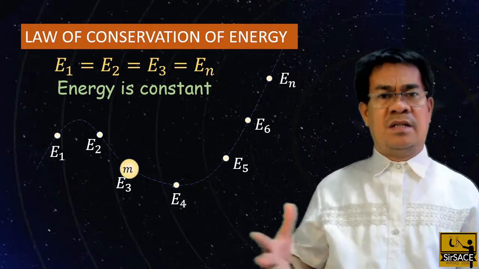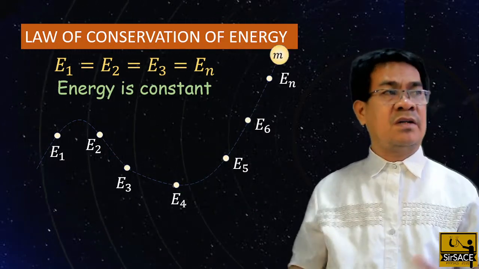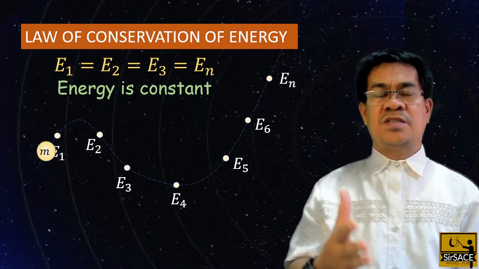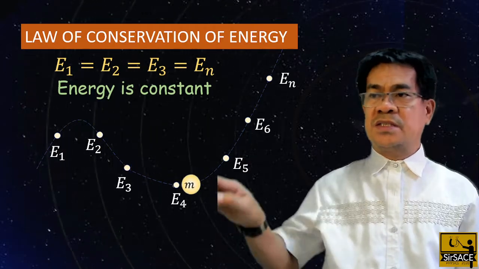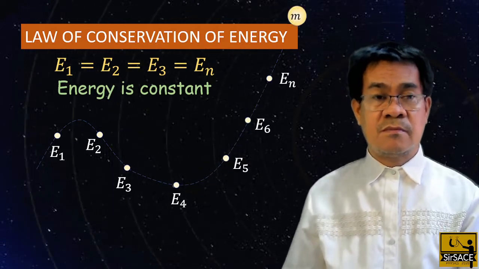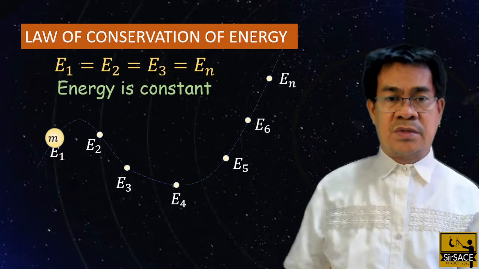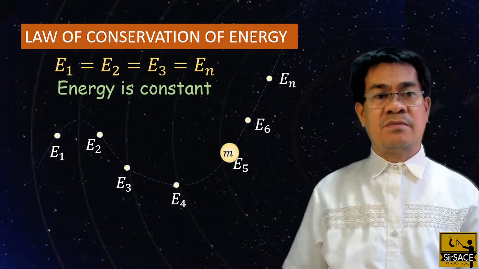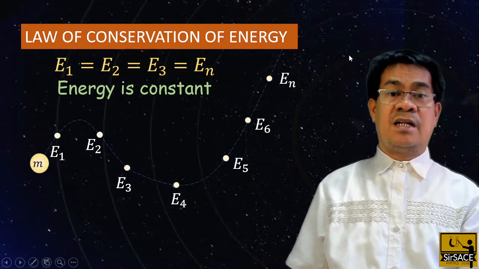Now, this law can be applied anywhere. Not only at the surface of the earth, it can be applied anywhere. The total energy in a closed system is equal to 0. Hence, the energy at different points is constant. Now remember that we cannot create energy. All we can do is transform it to a useful energy. And there are many forms of energy. Now in this video, let us focus on the mechanical energy.